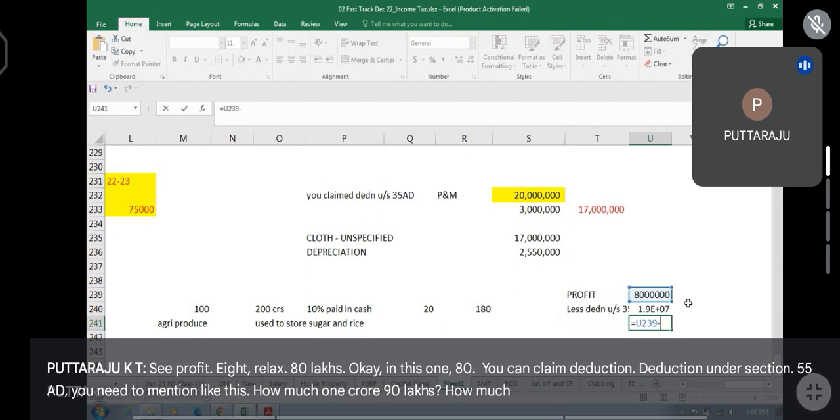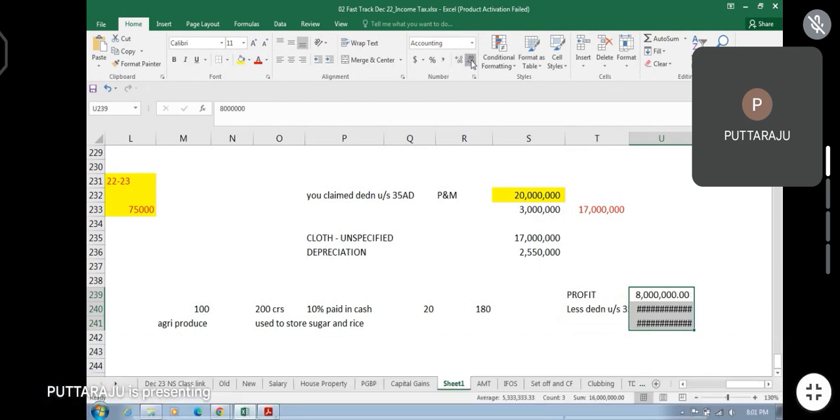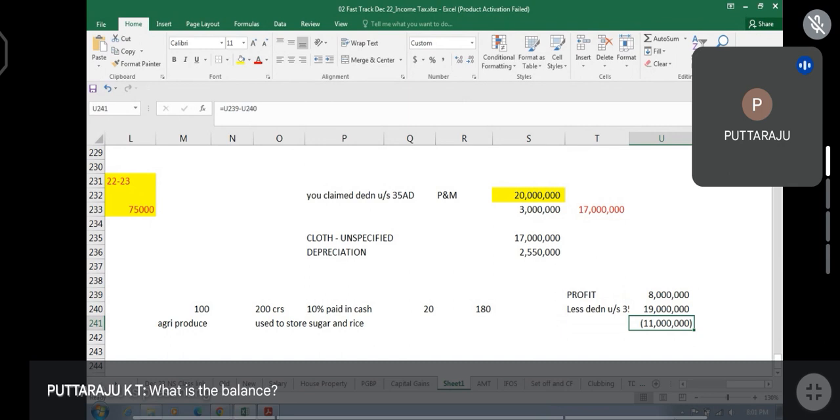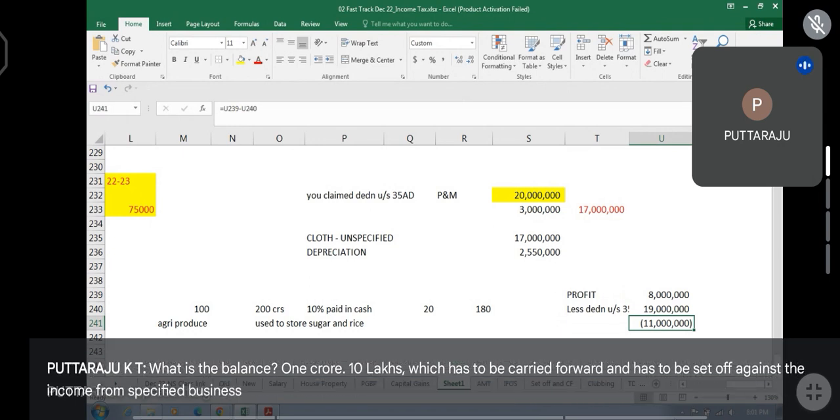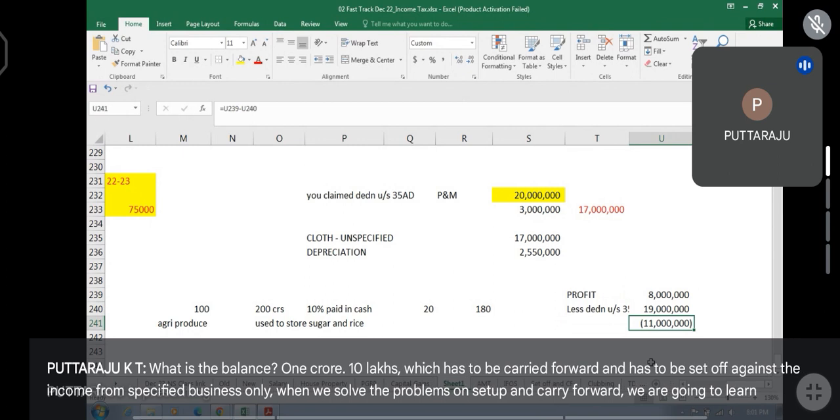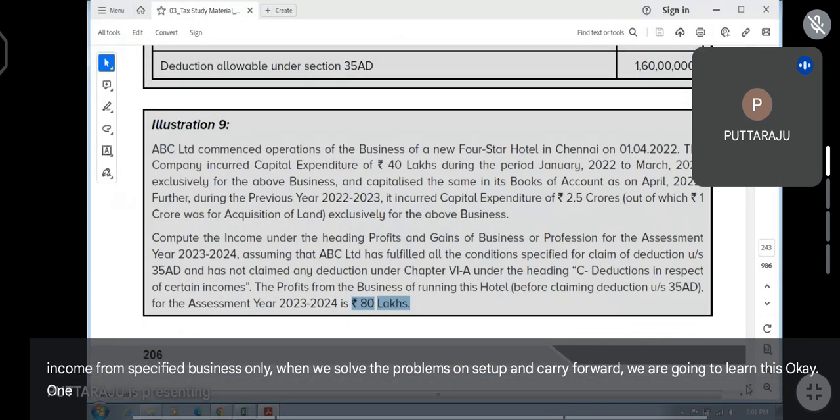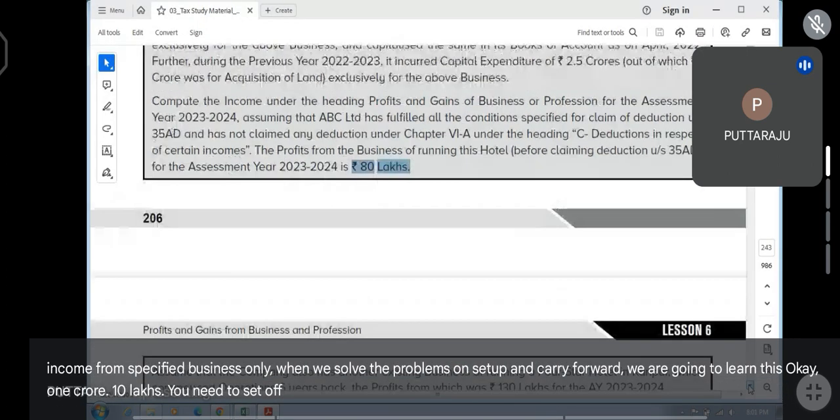How much is the balance? What is the balance? 1 crore 10 lakhs, which has to be carried forward and has to be set off against the income from specified business only. When we solve the problems on set off and carry forward, we are going to learn this. Okay, 1 crore 10 lakhs, you need to set off against specified business only.